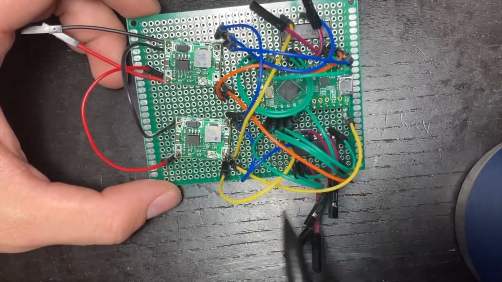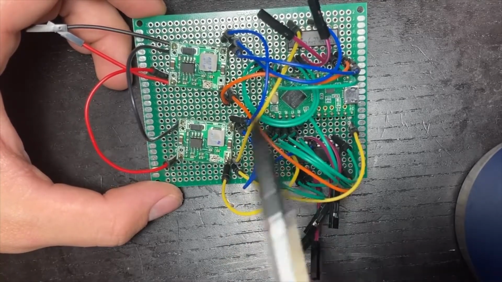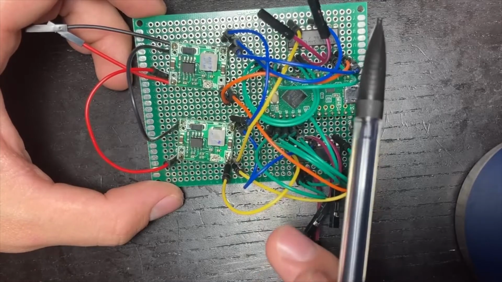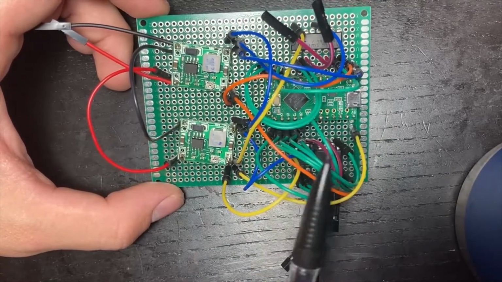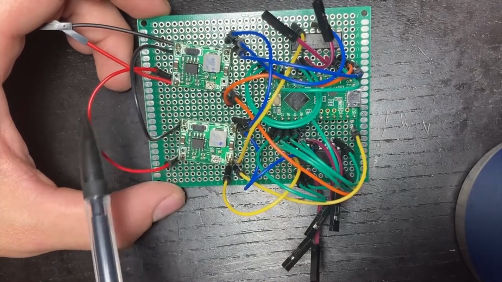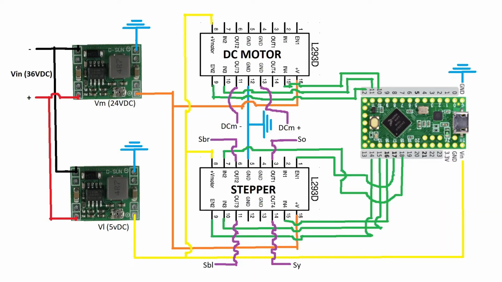All the purple wires are output signals to the motors. Yellow, low voltage for logic. Orange, high voltage for motor supply. Blue is all the grounds, and those are all common, connected to each other. And then red is my main input, and black is my main negative input.